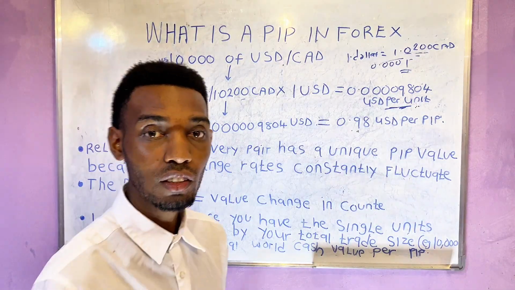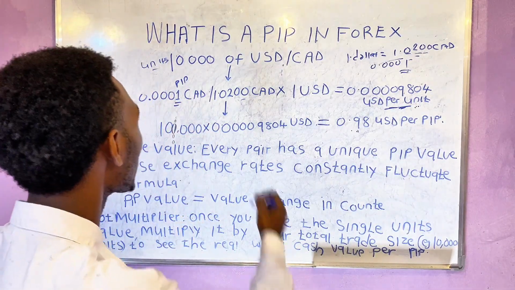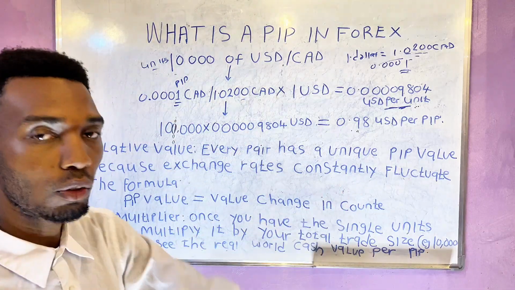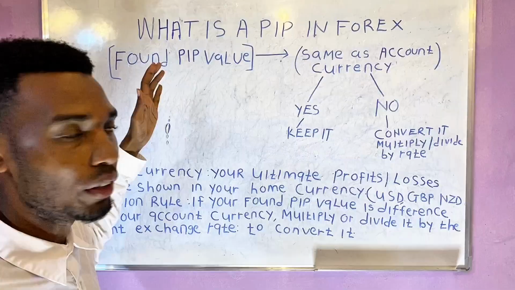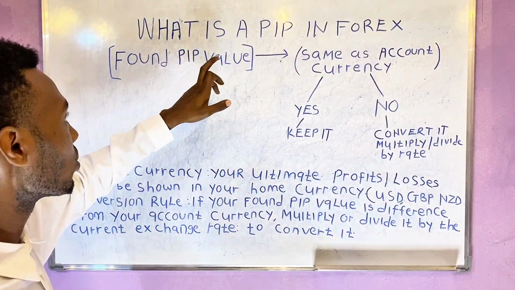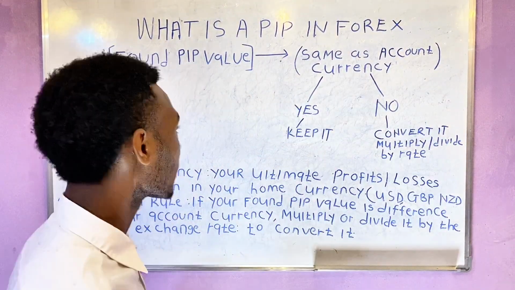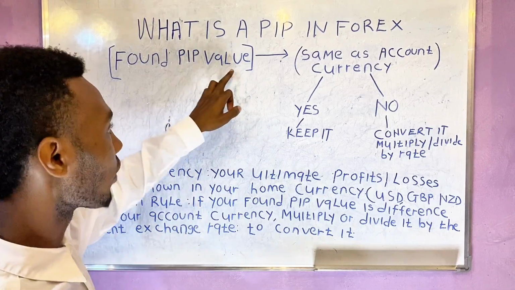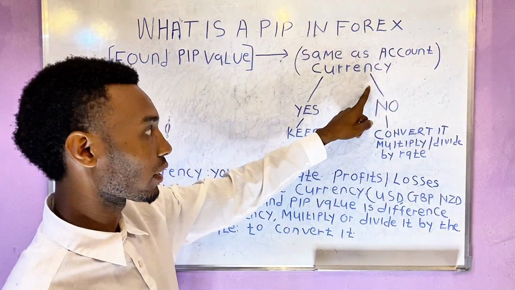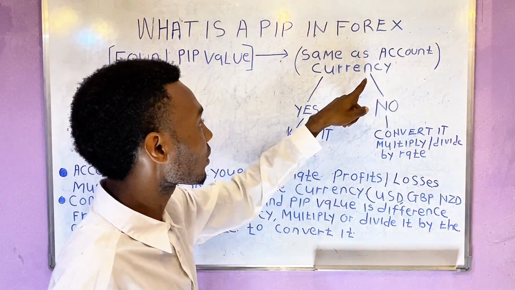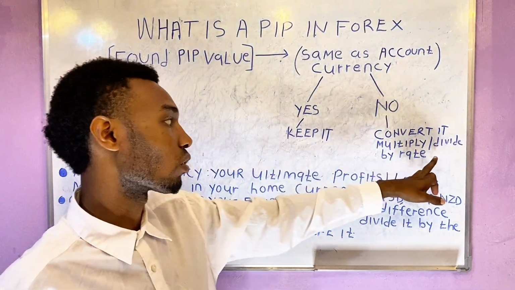Now in the next step, let me show you how to calculate the units and the pip value, the formula itself. We are going to see how you calculate the value of the pip. If the found pip value is the same as the account currency, you keep it. If not, you convert it.